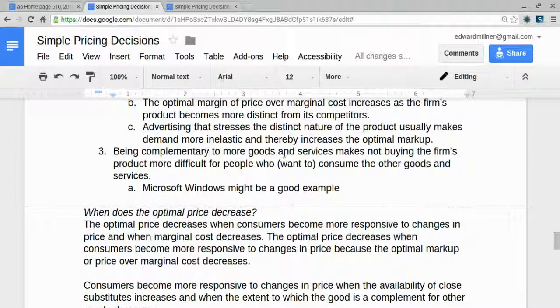Being complementary to more goods and services makes not buying the firm's product more difficult for people who want to consume the other goods and services. Microsoft Windows might be a good example. I'm not an expert, but I've heard that Windows is not the best operating system. But the reason my demand is fairly inelastic to price is that it works with so many other products that I use. If I didn't have Microsoft Windows, I couldn't run a lot of other software that's tied to it.